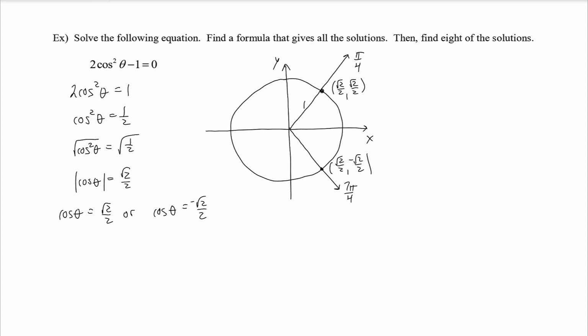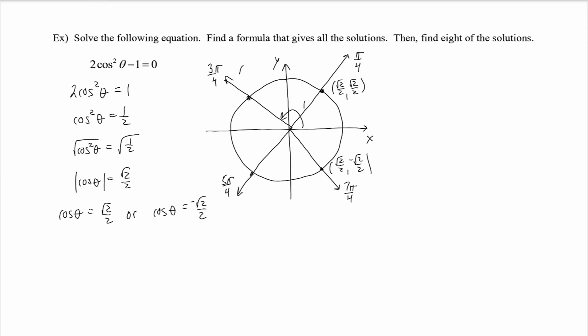Well, as I see here, I also want cosine to be negative root 2 over 2. Well, negative root 2 over 2 occurs right here at 3 pi over 4, that terminal side. And it occurs right here at 5 pi over 4.